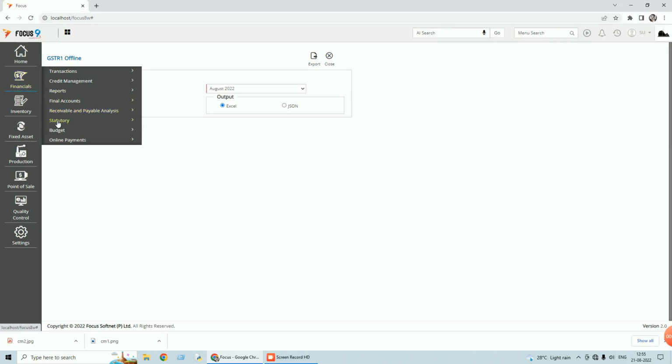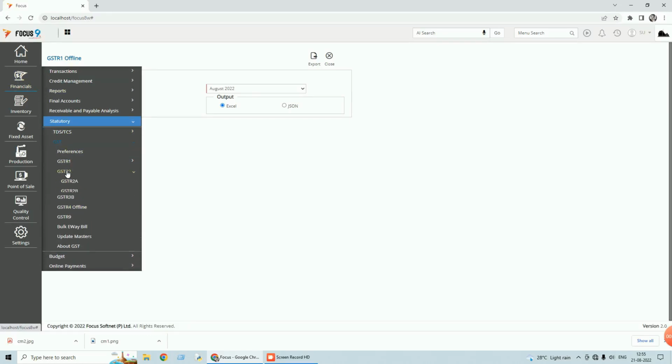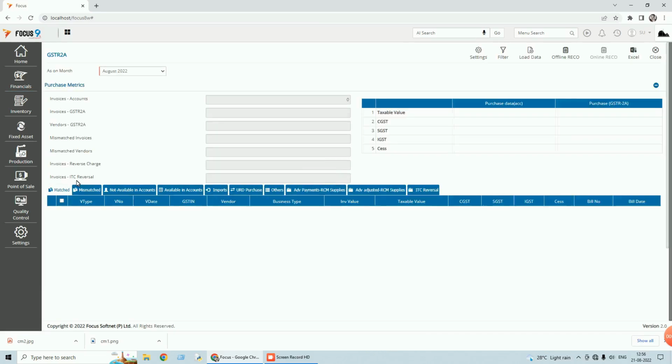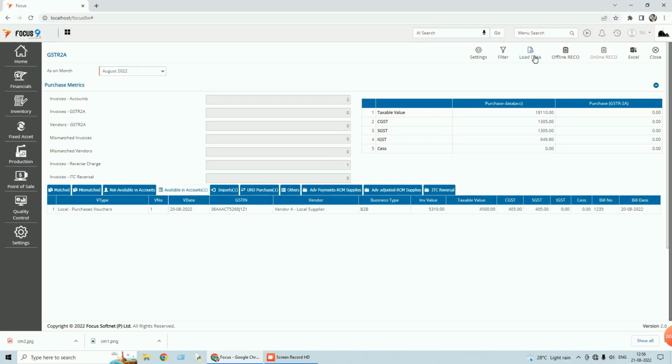Okay, go to financials, again same statutory GST, then I go to the GSTR2. Again we have GSTR2A and 2B. You can select whichever report you want, 2A or 2B. Just go to 2A. Here you have to select which month you want the 2A report, GSTR2A. Here on the top you have load data. When you load data, it will show me all the values of purchases.